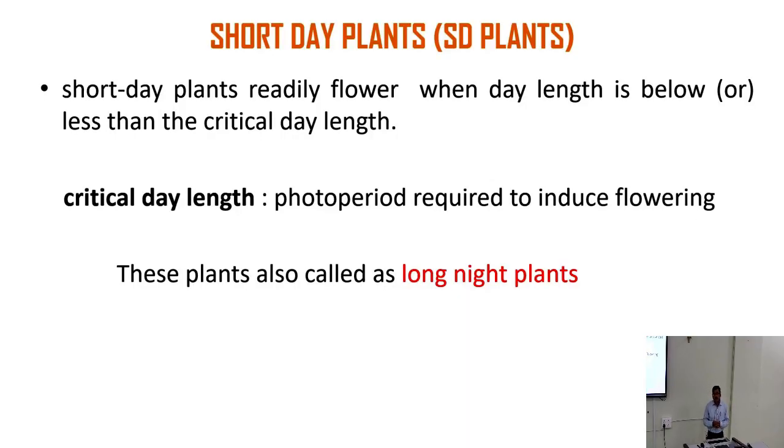Moving on, what is this short day plant? As we have discussed, short day plants readily flower when day length is below or less than this critical day length. So what is this critical day length? The photoperiod required to induce flowering is called the critical day length.